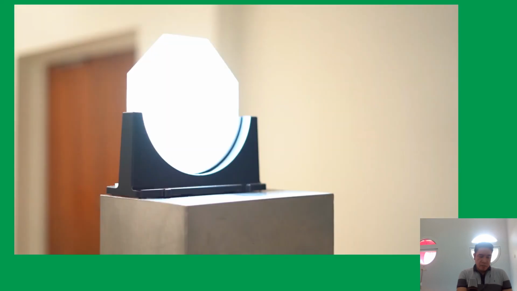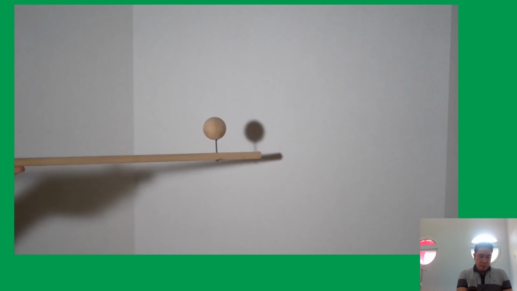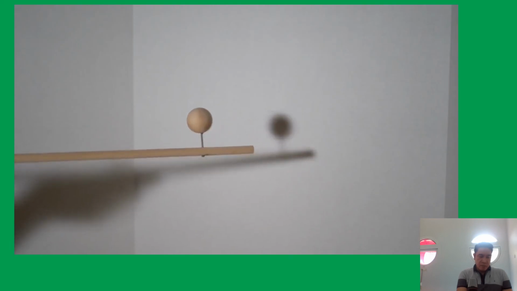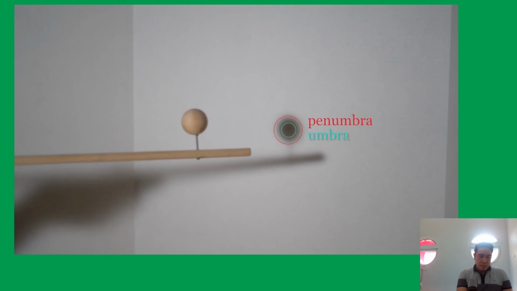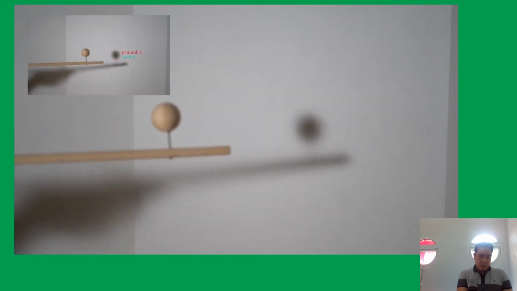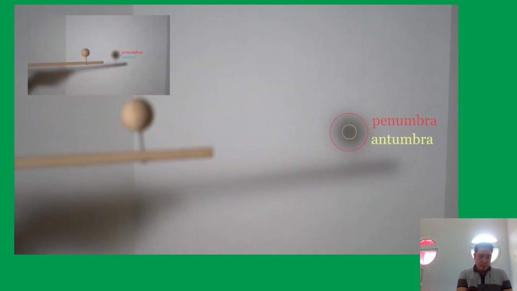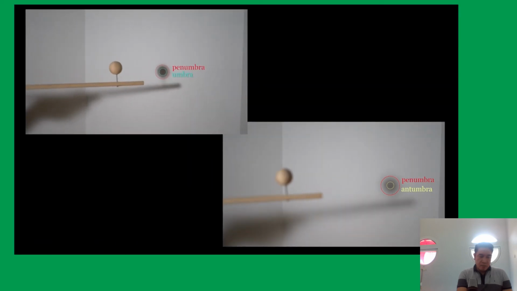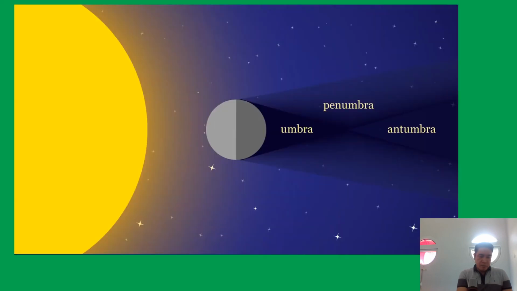To exaggerate this effect, we will now use a larger extended source. When the ball is close to the screen, we can once again see the umbra surrounded by the penumbra. When the ball is moved farther from the screen, the umbra no longer reaches the screen, and we see the antumbra surrounded by the penumbra. We can see how the earlier umbra is not as dark as the present antumbra when comparing the two. The umbra is the region that does not receive any light due to the position of the eclipsing object, while the penumbra and antumbra are partially illuminated.